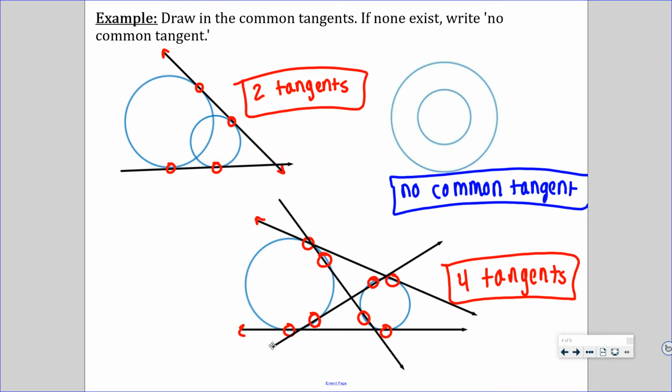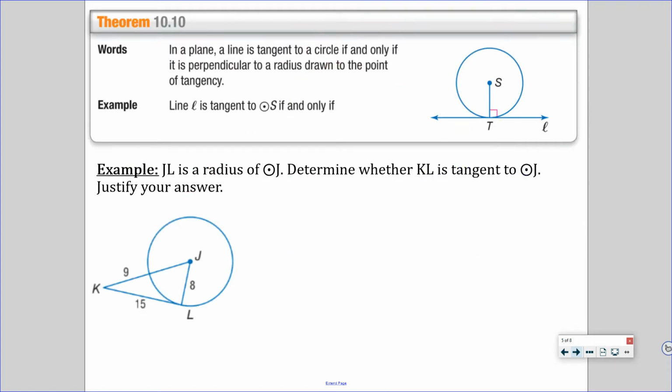All right. So basically, let's talk about 2 theorems today. They involve tangent lines, now that we know what tangent lines are. Here's our first theorem. A line is tangent to a circle if and only if it's perpendicular to the radius, or a diameter for that matter, drawn to the point of tangency.